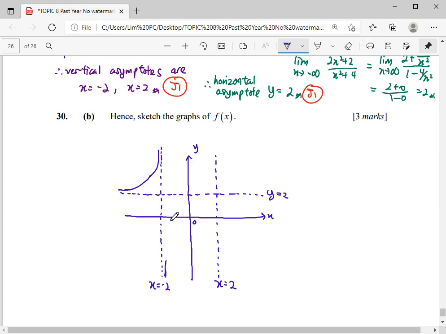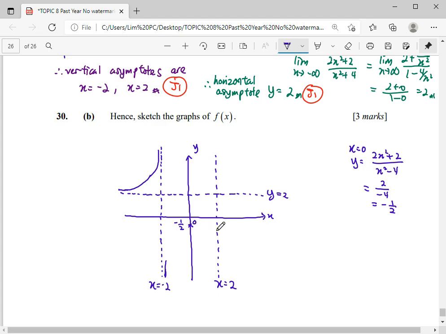And then we have a y-intercept. Okay, so we have an intercept at the y-axis. So we need to calculate when x equals 0, what is our y-intercept. Our function here is y equals (2x squared plus 2) over (x squared minus 4). So when x equals 0, it will equal 2 over negative 4. So it will be negative 1 over 2. So the intersection here will occur at negative 1 over 2.